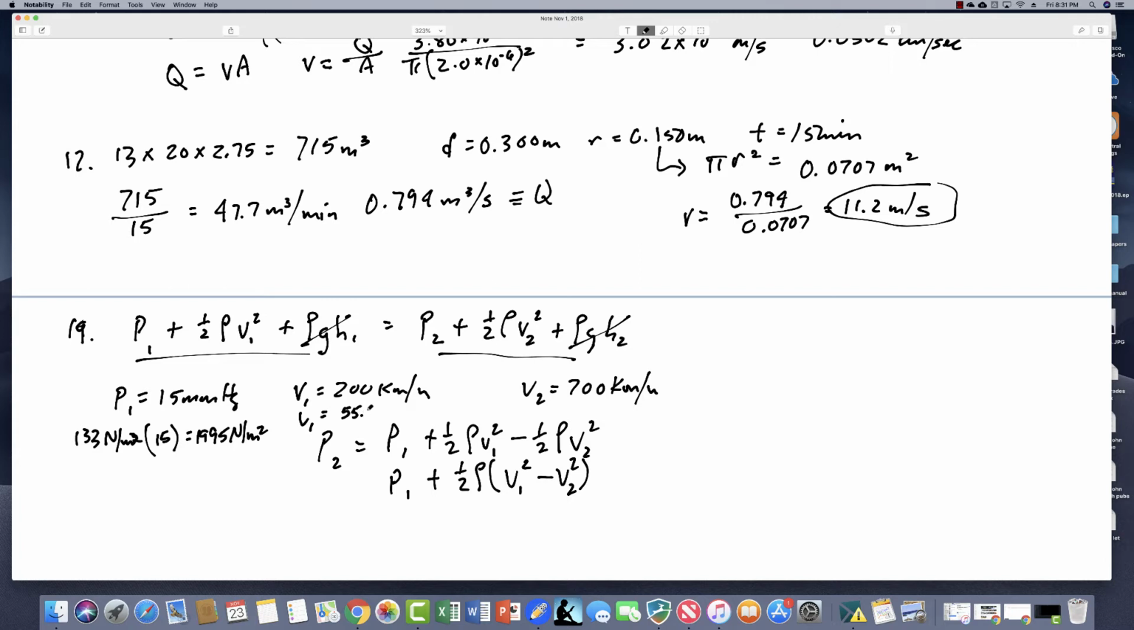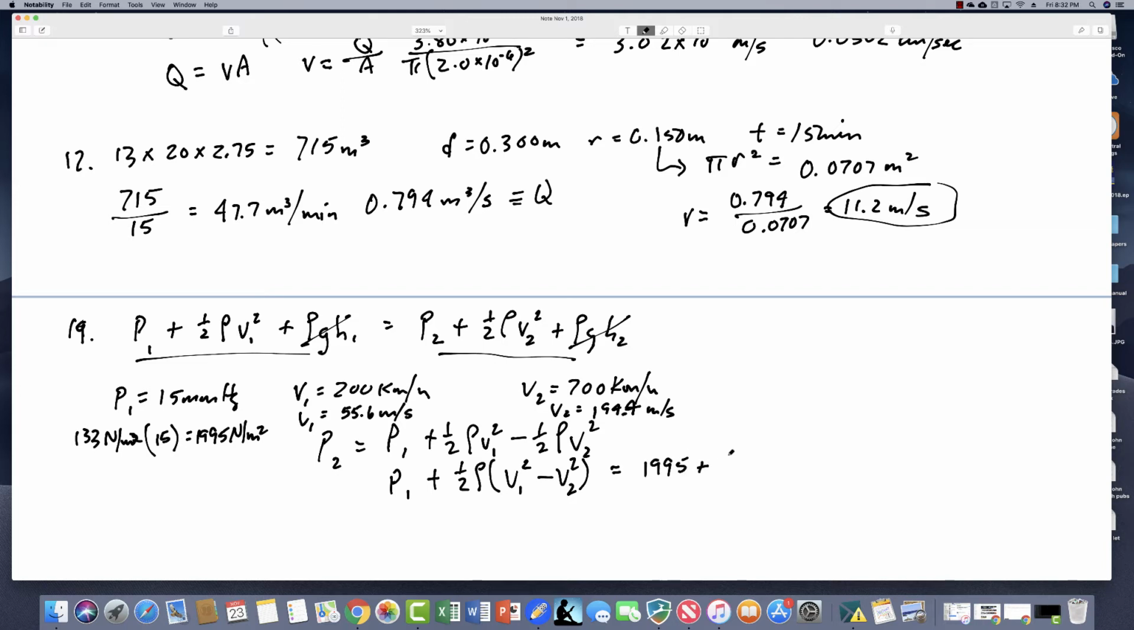If we change these two velocities to meters per second, this velocity equals 55.6 meters per second. Multiply by 1,000, divide by 3,600 in both of these. And this velocity is going to equal 194.4 meters per second. So now we can put all this in here.